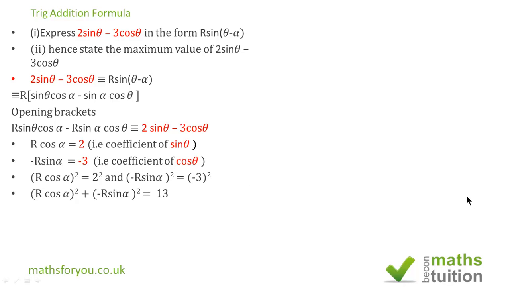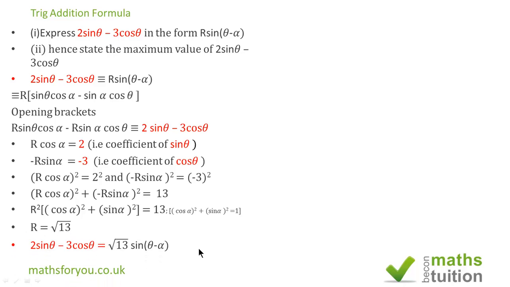If we now isolate R squared, we have that R squared times (cos squared alpha plus sin squared alpha) is 13, which then means that R is the square root of 13. Eventually that means that 2 sin theta minus 3 cos theta is equal to root 13 sin(theta minus alpha).